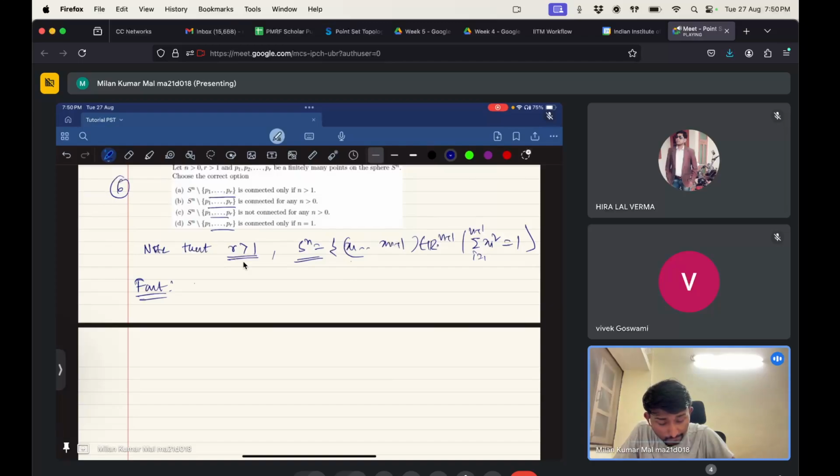The fact is that the stereographic projection, S^n minus P1, that is the north pole. If I take the north pole, I think that exact statement is written here. S^n minus the north pole is homeomorphic to R to the power n, right? This is proved. That is how it is proved.